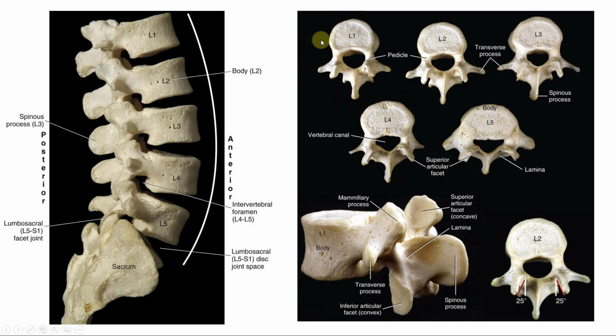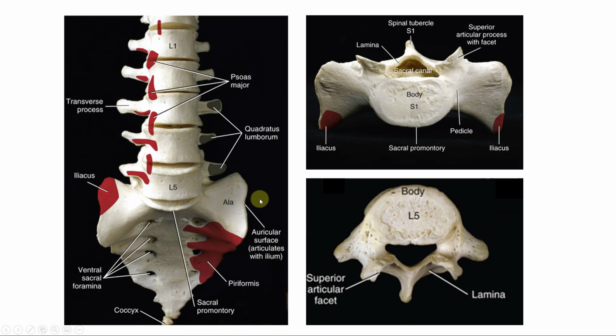You can see that the lumbar vertebrae look basically the same. They get a little bigger as we move down to L5, and then you have the spinous process, and you have a transverse process, and you also have a mammillary process here that serves as an anchor point for a lot of the erector spinae and transverse spinalis muscles.